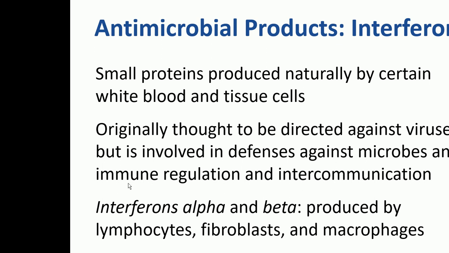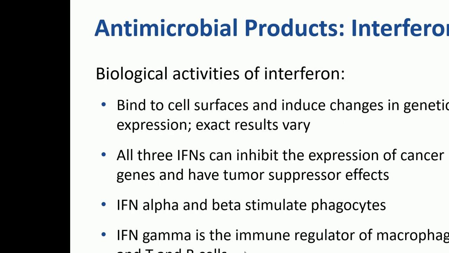There are two kinds of interferons. It can be interferon alpha and beta, which are produced by lymphocytes, fibroblasts, and macrophages, and interferon gamma, which is produced by the T cells. Basically, the function of these interferons is they can bind to the cell surfaces and induce changes in genetic expression. All three interferons can inhibit the expression of cancer genes and have tumor suppressor effects. Interferon alpha and beta stimulate phagocytes, and interferon gamma is the immune regulator of macrophages and the T and B cells.